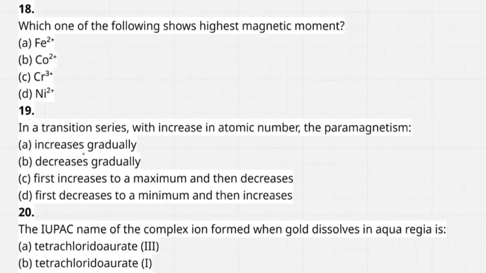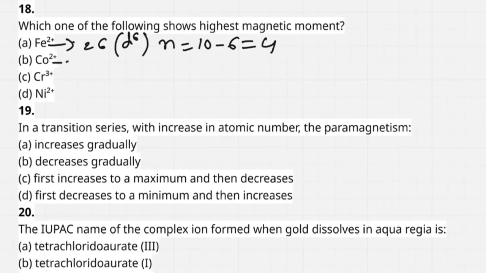If the number of unpaired electrons n increases, the magnetic moment increases. So we have to calculate the number of unpaired electrons. For iron, atomic number 26, it has a d6 configuration. For d6, n is equal to 10 minus 6, so the number of unpaired electrons is 4 here. For cobalt, atomic number 27, it has a d7 configuration. 10 minus 7, it has 3 unpaired electrons.